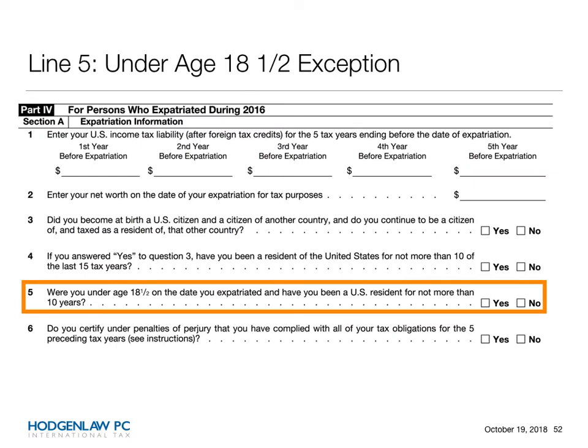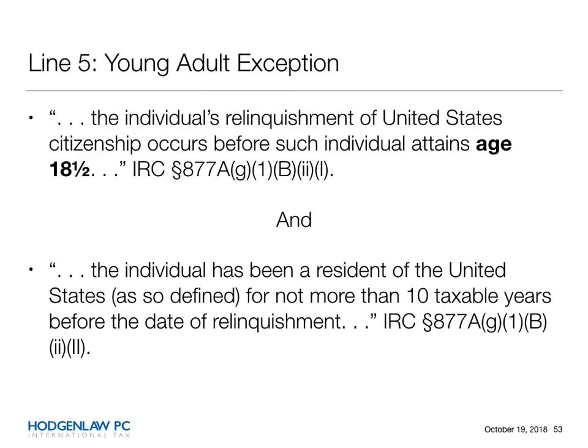The second exception is for a person who is a young person. If you are under age 18 and a half and you expatriate, it doesn't matter how rich you are or how much tax you paid. You can expatriate and not be a covered expatriate. And again, it's a double-barreled test. You relinquish U.S. citizenship before age 18 and a half, and same substantial presence test and not more than 10 taxable years before the date of the relinquishment. So either you satisfy it or not.